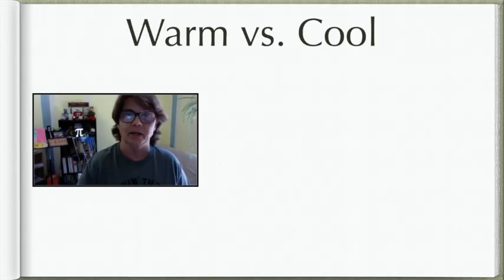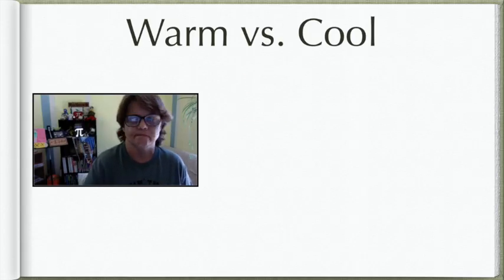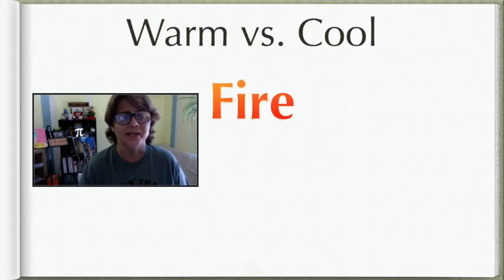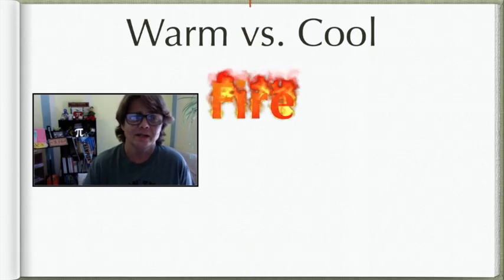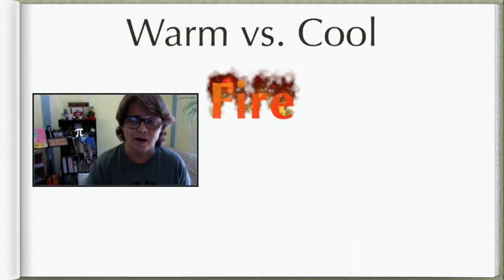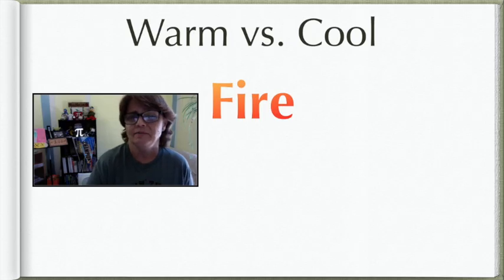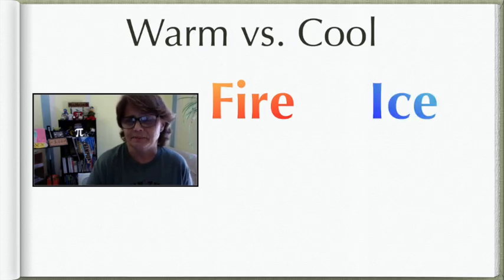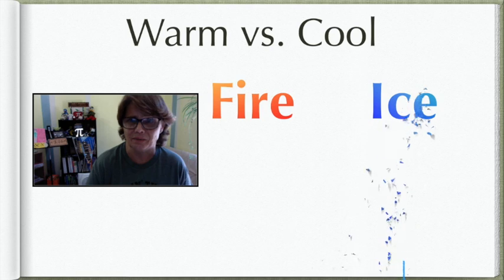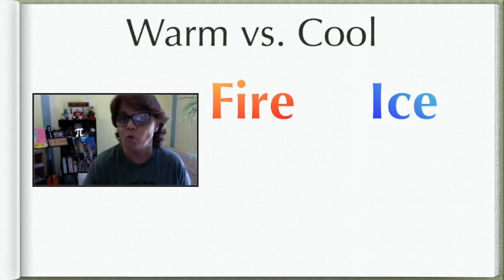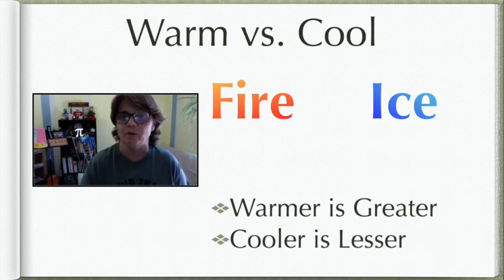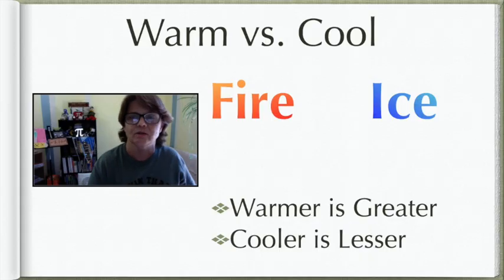So basically we're combining the vertical number line with the idea of warmer versus cooler. Because people understand that if I add fire to something, the temperature is going to go up. And if I add ice to something, the temperature is going to go down. So warmer is greater. If you think of a number, the warmer temperature is greater than the cooler temperature, and the cooler temperature is lesser.